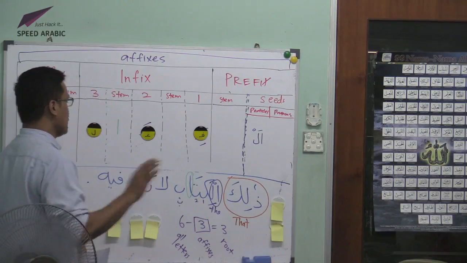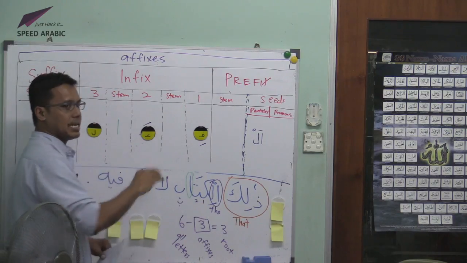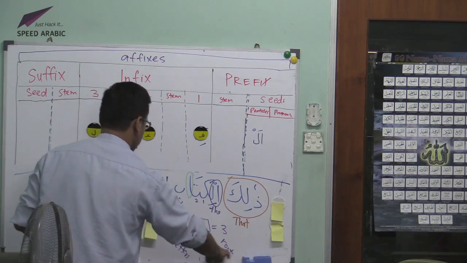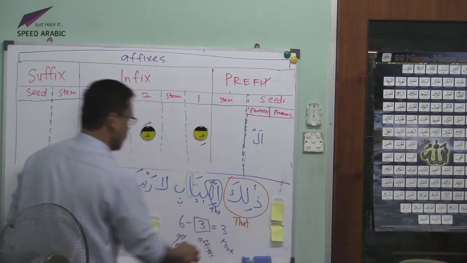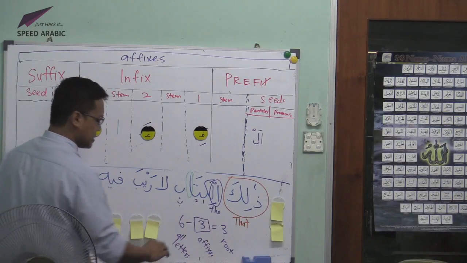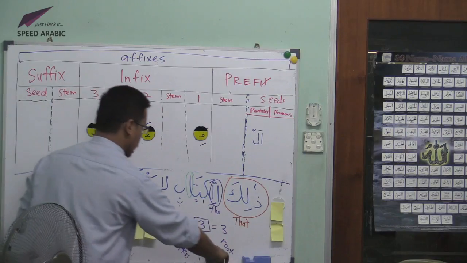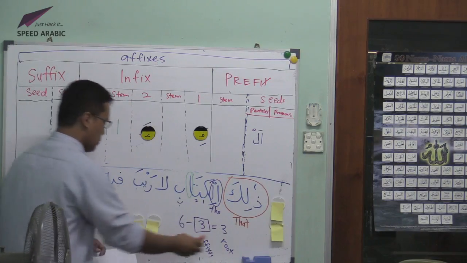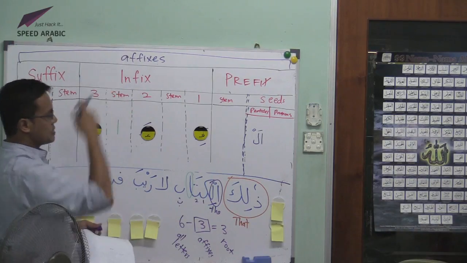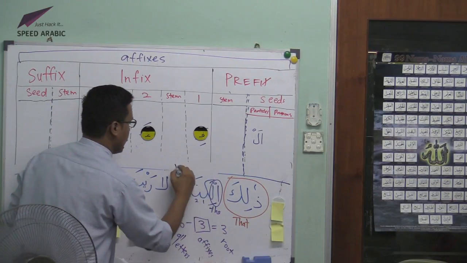VN, PL. So fi'al can be VN, can be PL. What is VN? Verbal noun, okay? So let's take it that this right here is a verbal noun. Okay, VN.